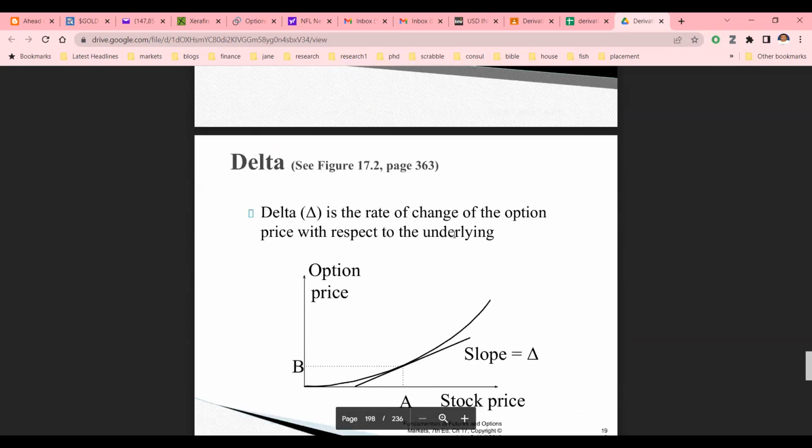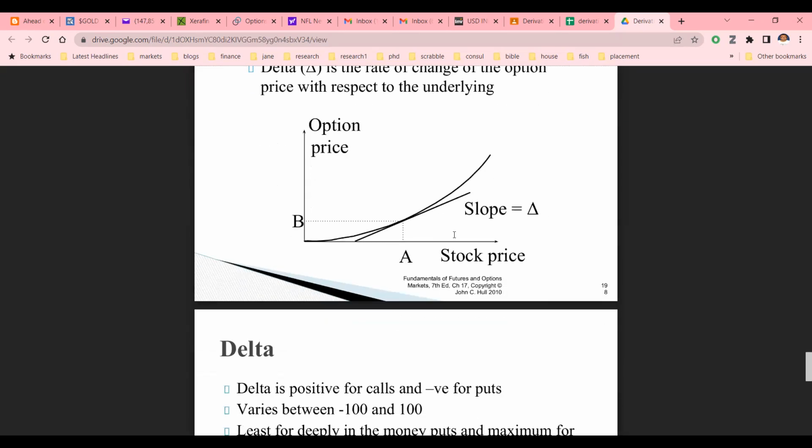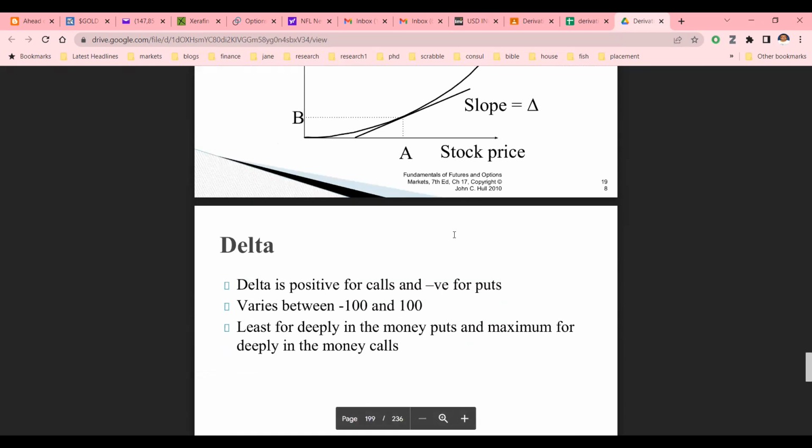So delta. Option delta is a very important thing. Delta is the rate of change of the option with respect to the underlying asset. So how the option prices change with the stock price. If you graph it, the slope of that is your delta. Delta will be positive for calls and negative for puts, minus 100 to plus 100.